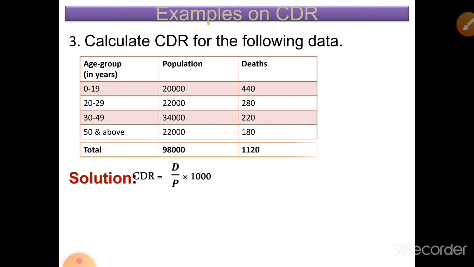So, solution: total population is 98,000 and total deaths is 1120. Now you substitute in the formula. Total deaths is 1120, total population is 98,000. So 1120 divided by 98,000 into 1000. It becomes CDR equal to 11.43. So the final answer is CDR is equal to 11.43.